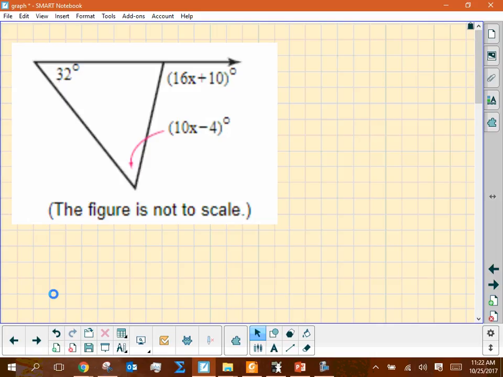Yeah. So make sure that you understand that. This one, for some reason, they put figures not to scale, but usually they don't write that, and we just want to assume they're usually not to scale.